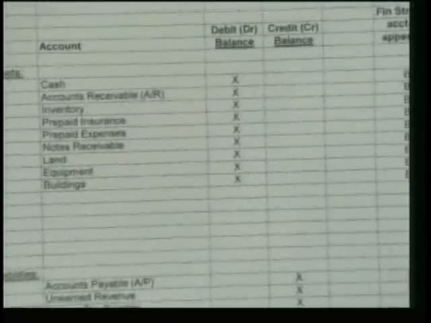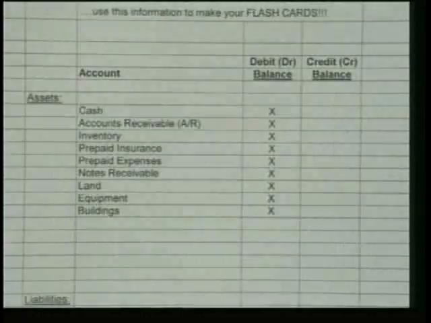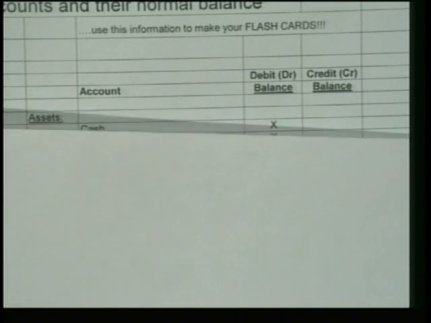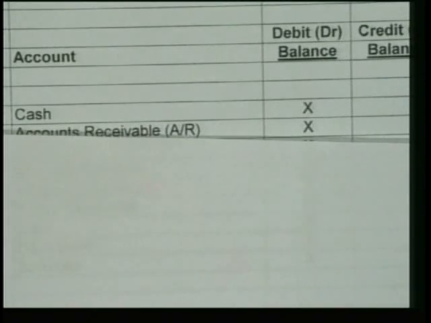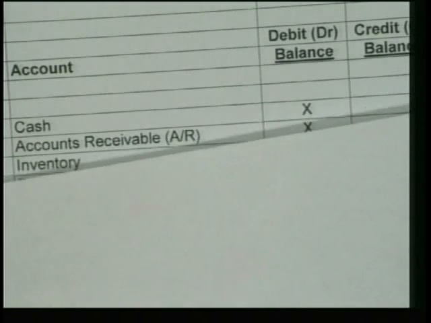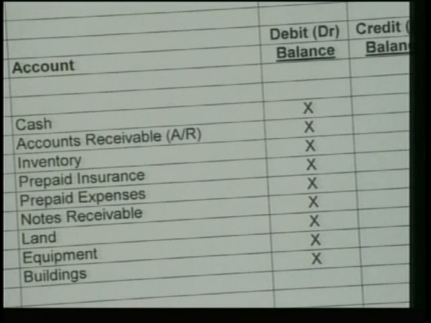These are the things that you should put on your flashcards. I'm giving this to you so you can use it to make your flashcards, but don't let this replace the flashcards. Don't try to learn these by going, okay, cash is a debit balance account, accounts receivable is debit, okay, good, I'm doing great, inventory. They're all together. What I want you to do is make flashcards. There's so much of this that is analogous with learning your multiplication tables. You need to know this stuff real quick. Build this foundation of accounting.